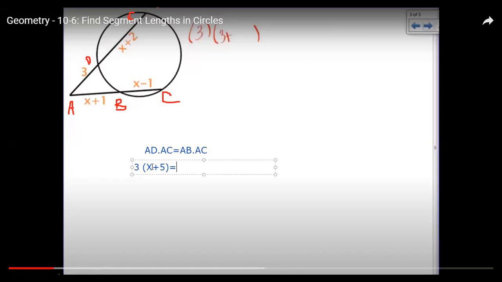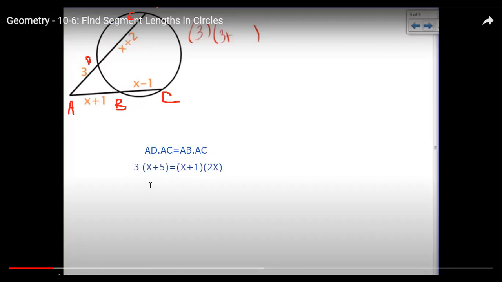What about AB? It's X plus 1. And this is an expression, so we have to keep it in parentheses. What about AC? X plus 1 plus X minus 1. You cancel negative 1 with positive 1, then X plus X will be 2X.